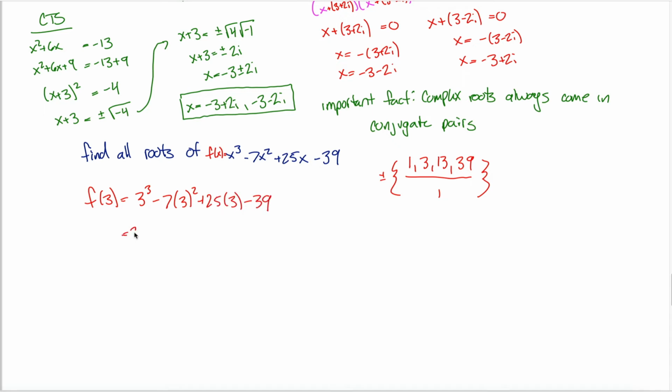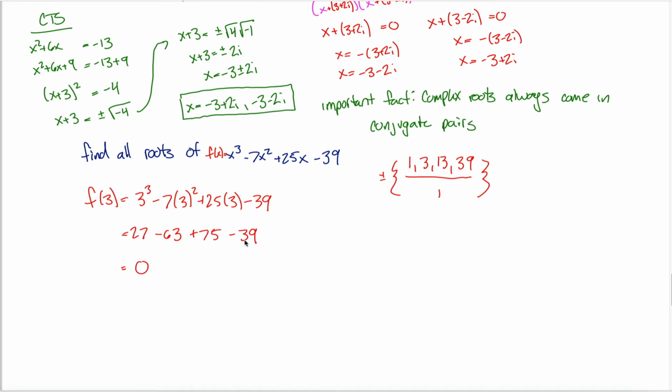And since 3 cubed is 27, and 3 squared is 9, and 9 times 7 is 63, and 25 times 3 is 75, and I still have this negative 39, I can look at the sum of my positives, the 27 and the 75, and I think I end up with 102. And then I can look at the sum of my negatives, negative 63 and negative 39, and that's negative 102. So when I take the 102 minus the 102, I end up with 0.